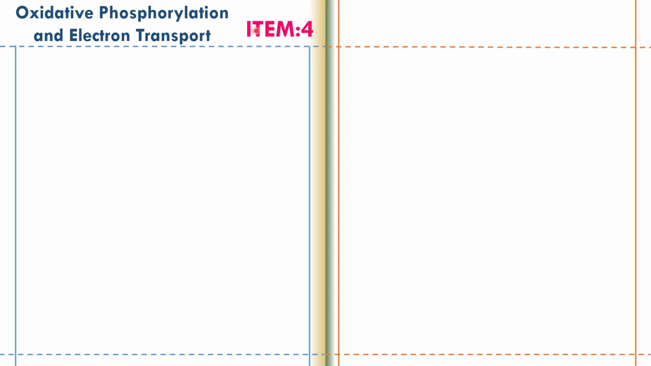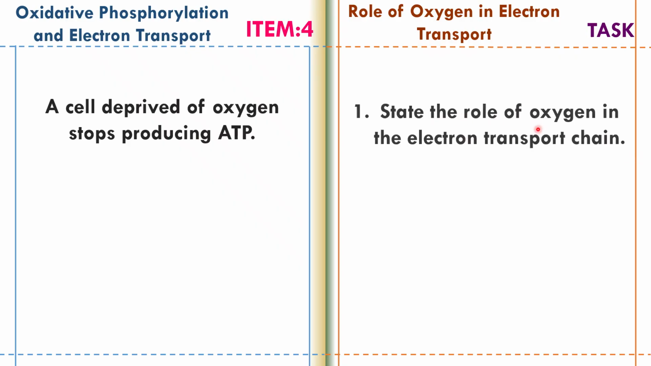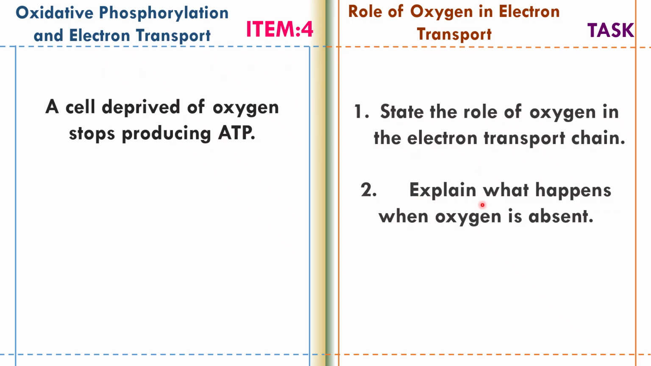Oxidative phosphorylation and electron transport, item 4. Focusing on the role of oxygen in electron transport. A cell deprived of oxygen stops producing ATP. Task: state the role of oxygen in the electron transport chain. Explain what happens when oxygen is absent.